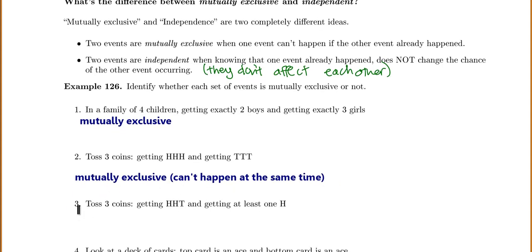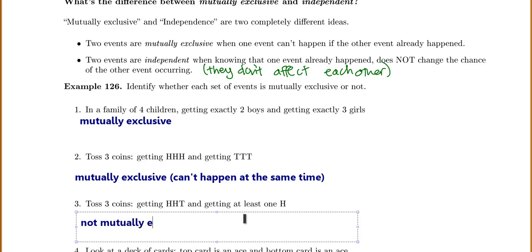Number 3, tossing 3 coins and getting head, head, head, and also, can you get at least 1 head? Well, yes, because head, head, head has heads, so that's at least 1 head. So this is not mutually exclusive, because they can happen together.